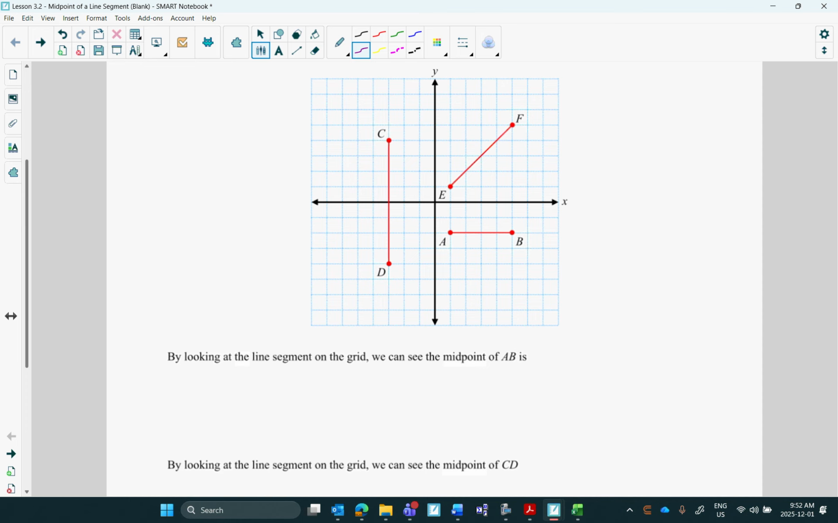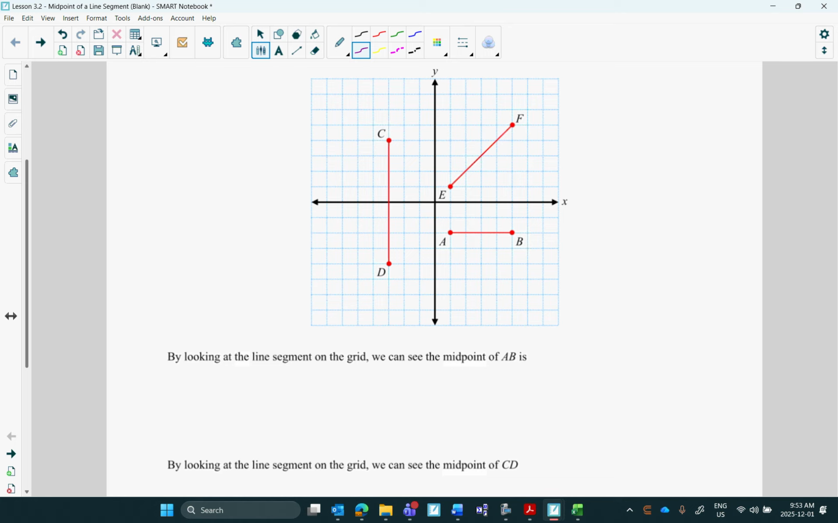What's the difference between a line and a line segment, by the way? Lines never end. They go on forever. But line segments have endpoints. So you could not find the midpoint of a line, because if it goes on forever, how can you find where it is in the middle? It's impossible. You can only find the midpoints of line segments.